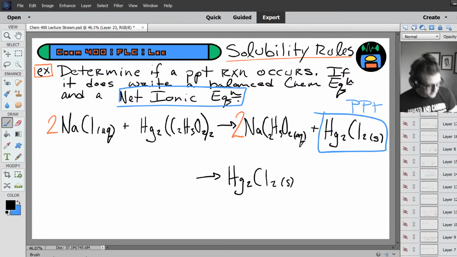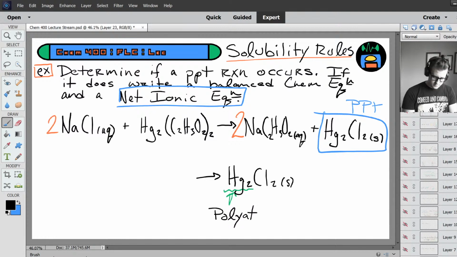Sarah, great question. And actually, as I write this out, there will be the answer to your question. The thing to remember here, and this is what makes this one a little tricky, which is why I wanted to do one in lecture, is this is the polyatomic ion.